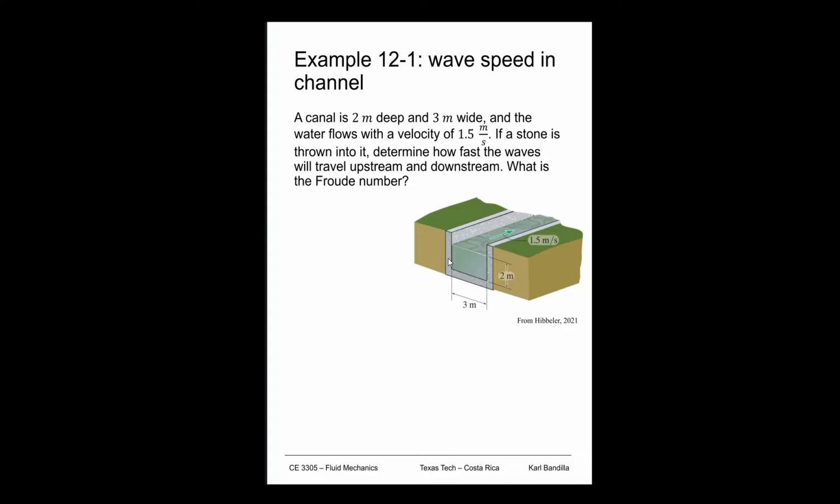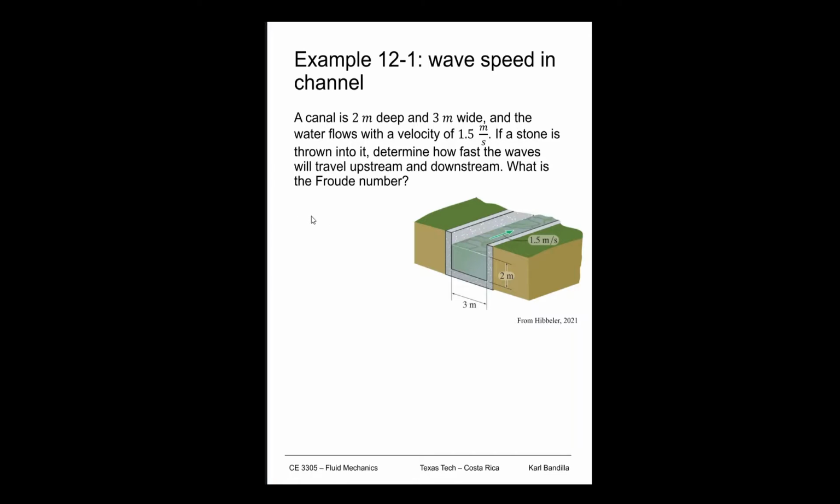If we are a stationary observer, right, we're the one who threw the stone, then of course we will see them moving at different velocities, right? Because the ring, as it's expanding out, is going to be transported down the channel. So part of it is going to move faster, other parts are going to move slower. And we're now asked to figure out how fast the wave travels upstream and downstream, and also what the Froude number is. To do that, we'll start with the wave celerity.